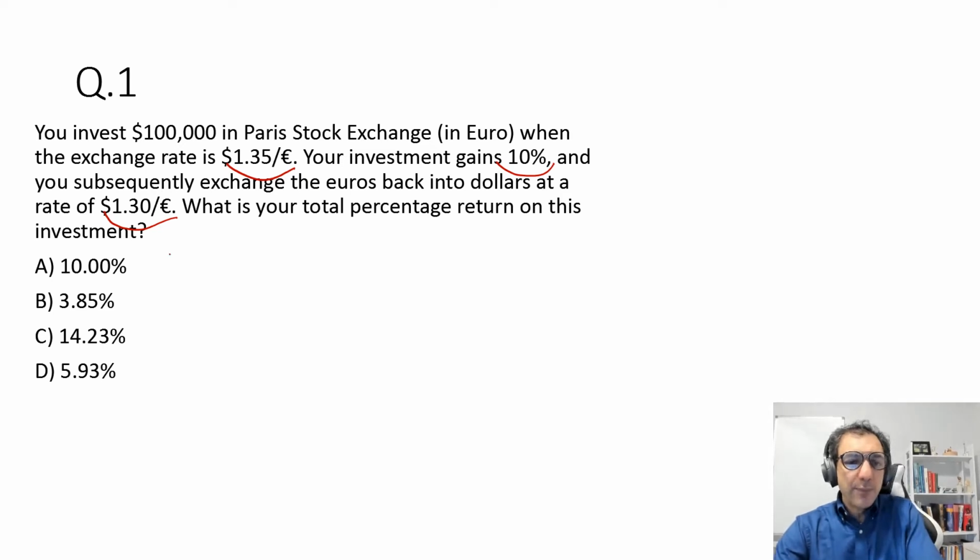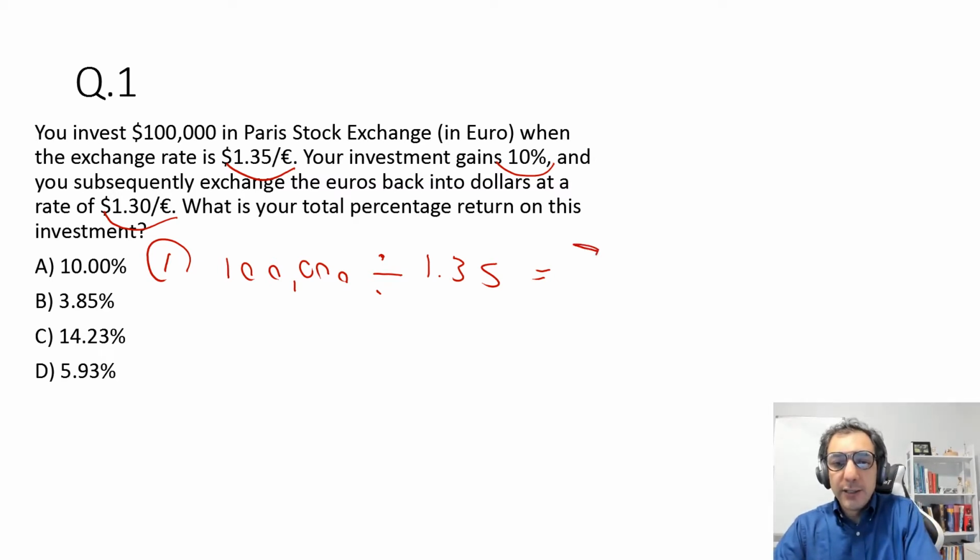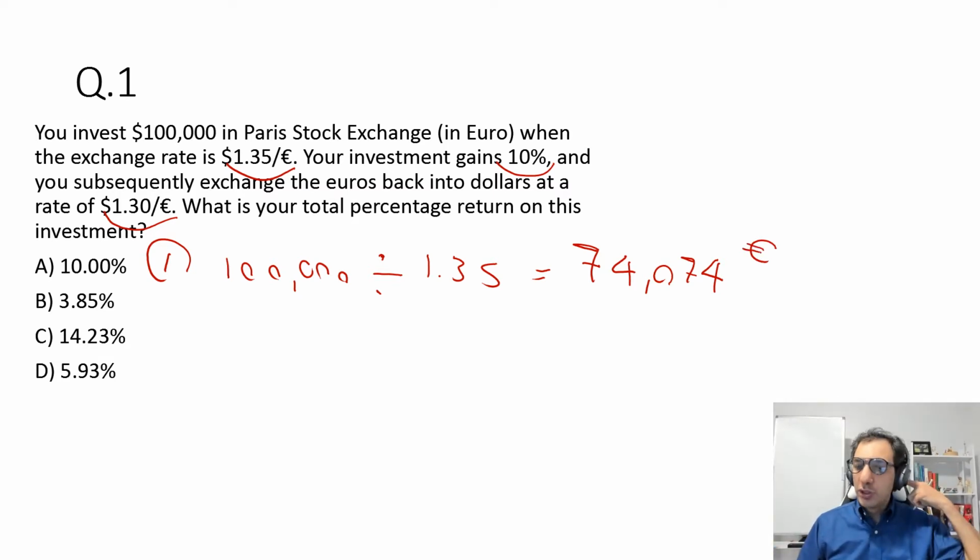So let's go with the steps. The first step, you have to convert your dollar into euro. This is $1.35 per euro, so you have to divide by the rate to get the equivalent euro. So $100,000 divided by 1.35, you get 74,074. This is the euro you are getting when you convert your dollar to euro.